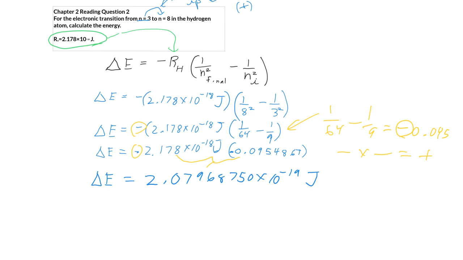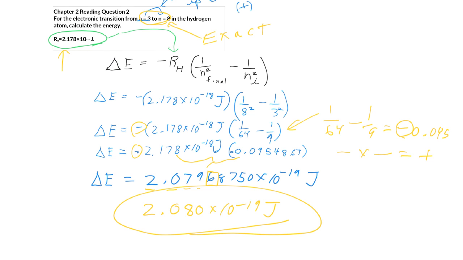Now we go to the sticky wicket of sig figs. Well, these 3 and 8 up here are integers, and they're exact, so they don't actually factor into our sig figs. So really, the only thing that affects our number of sig figs is the number of place values in the Rydberg constant, or the version of the Rydberg constant that we looked up. This one has 4, so we're going to have 4 sig figs: 1, 2, 3, 4. You're rounding that 9 on the basis of a 6, so 2.080 times 10 to the negative 19 joules. That's it.